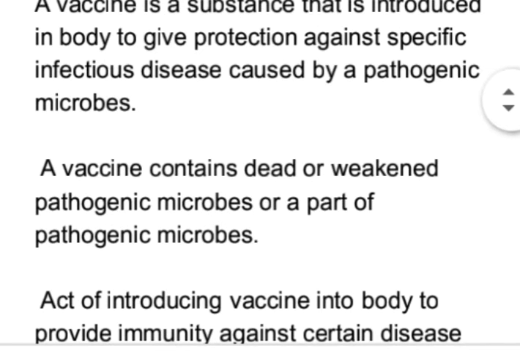Now, what is there in a vaccine? A vaccine contains dead or weakened pathogenic microbes. So a vaccine contains dead or weakened pathogenic microbe or a part of a pathogenic microbe.